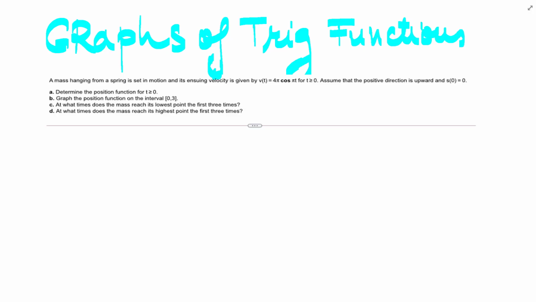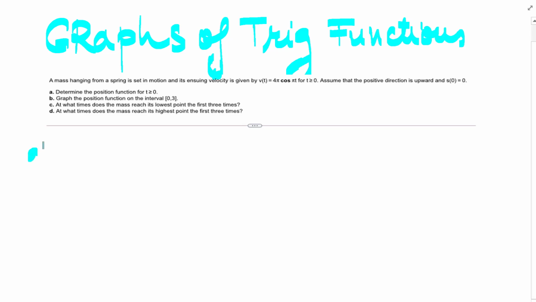Let's solve this application problem that involves trigonometric functions. A mass hanging from a spring is set in motion, and its ensuing velocity is given by v of t equals 4 pi cosine of pi t for t greater than or equal to 0. Assume that positive direction is upward, then s of 0 equals 0. A. Determine the position function for t greater than or equal to 0.